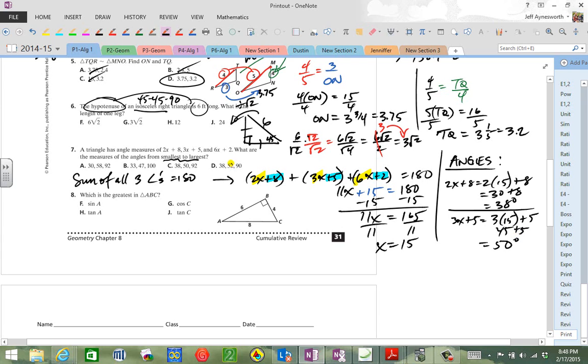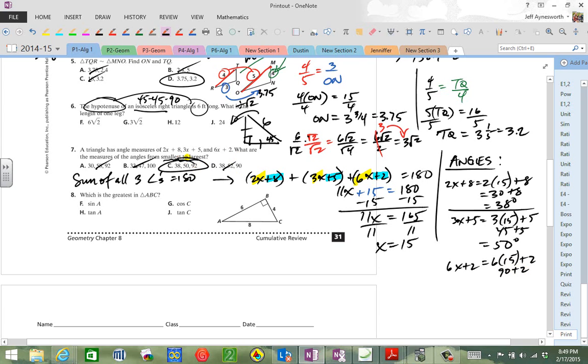38, it can't be that one because that's a 52. This one doesn't have a 50. This can't be that. Can't be this one. So it's got to be the one in the middle, C, right? So let's figure out the last one. Just to verify, 6x plus 2. Okay, it's 6 times 15 plus 2. That's 90 plus 2, or 92. There it is, right there, it's C.